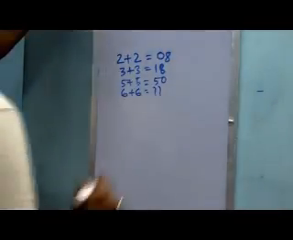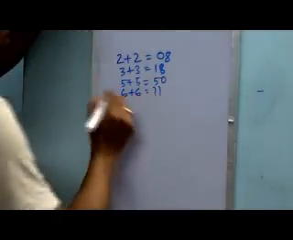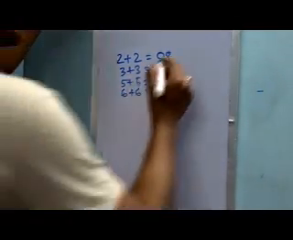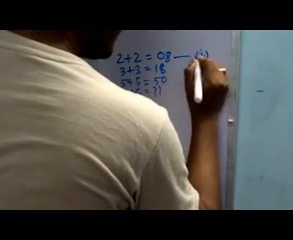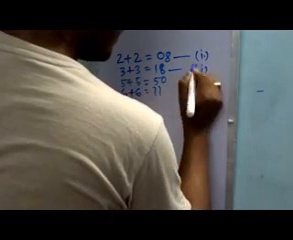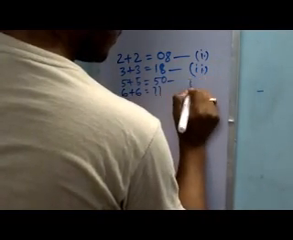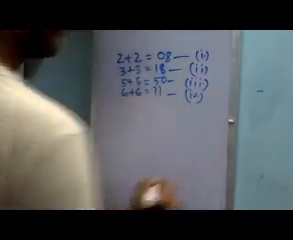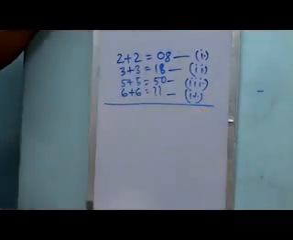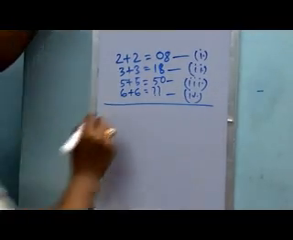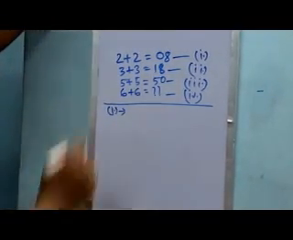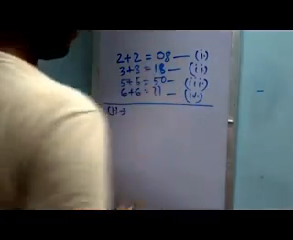Okay, so now what will be the value of 6 plus 6? Let's denote it as row 1, row 2, row 3 and finally row 4. Now from row 1, what we actually get is 2 plus 2 equals 8.